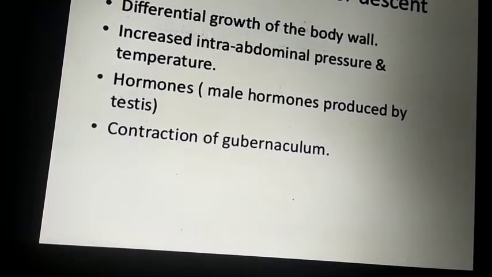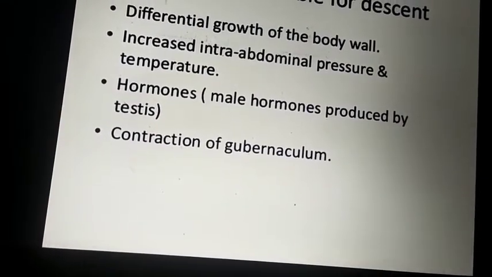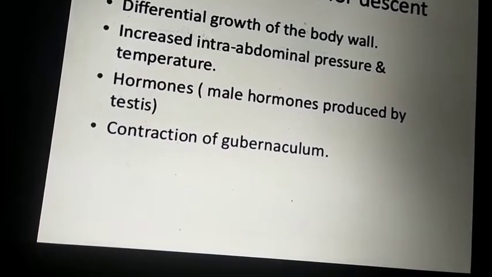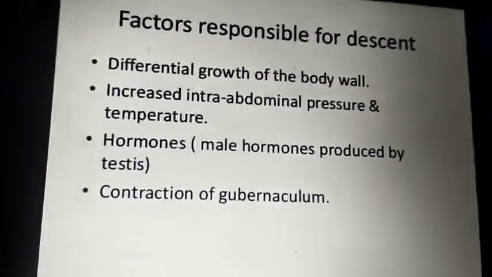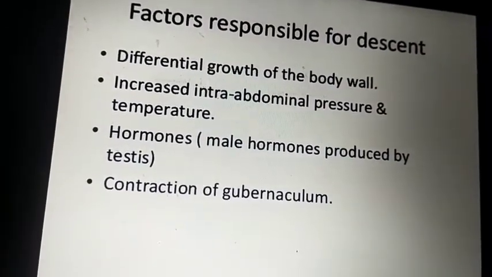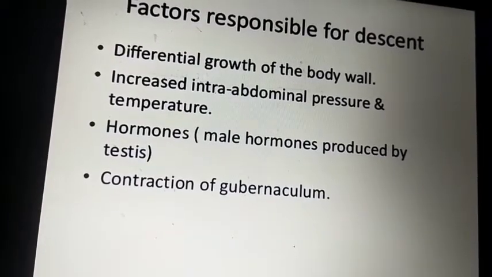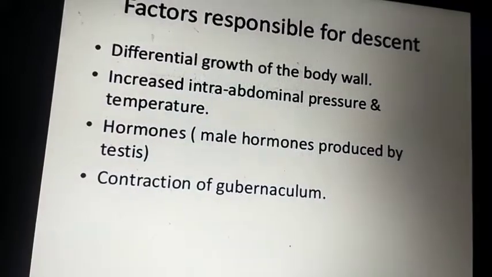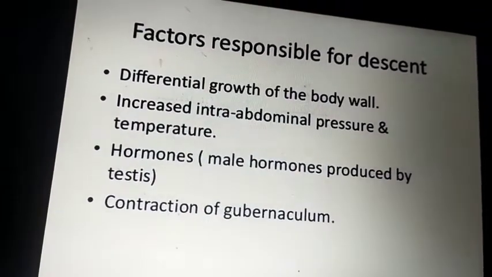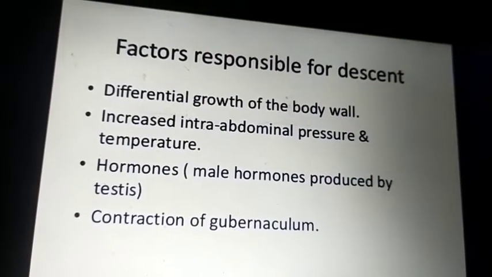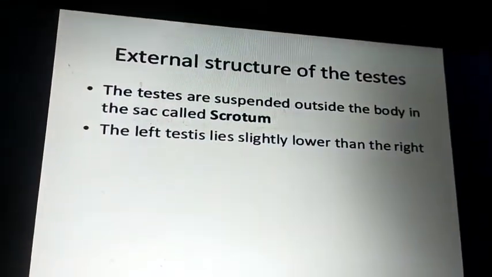The gubernaculum also has some roots, and because of those roots it forms the ectopic testis. That is, the testis is present not only in the scrotum but also in a different place from the normal place of the testis. That place is called an ectopic testis. These are the factors responsible for the descent of the testis.